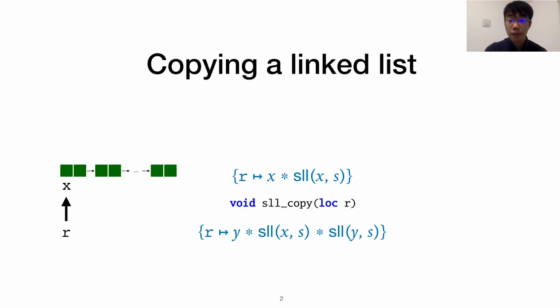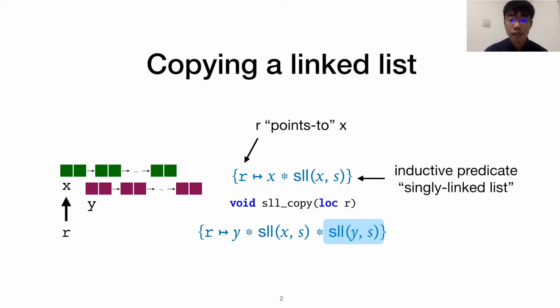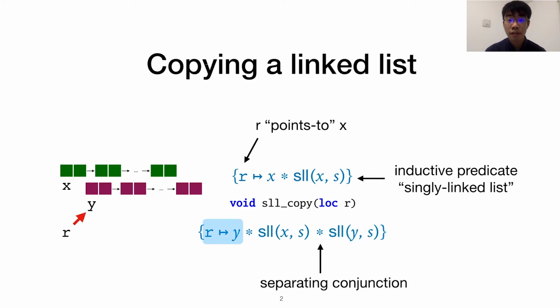Imagine you're a developer and you need to implement a specification of a program that creates a copy of a linked list expressed in separation logic. And the precondition is a reference pointing to the head of a singly linked list, whose presence is expressed with this inductive predicate. In the postcondition, eventually we want the original list plus a copy with identical elements and an updated reference pointing to the head of the new copy. And this connective is called a separating conjunction, which says that the left spatial part is disjoint from the right.